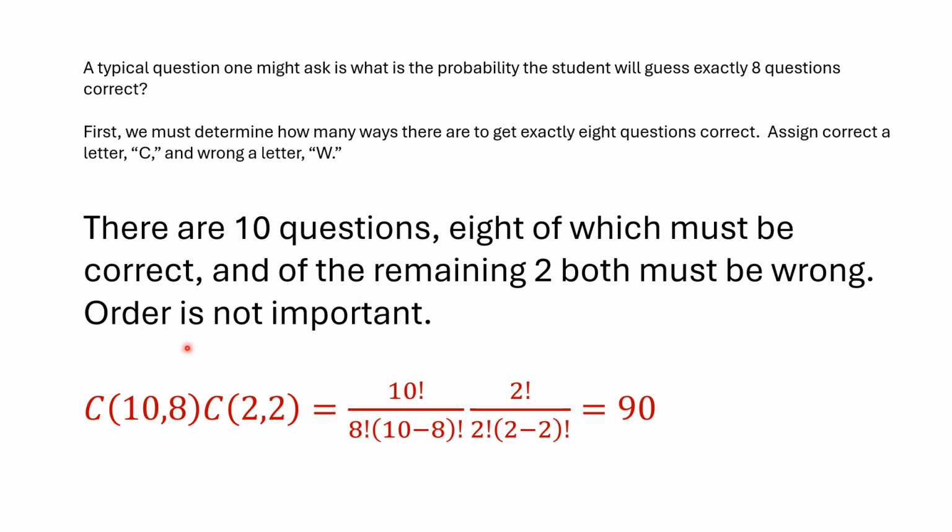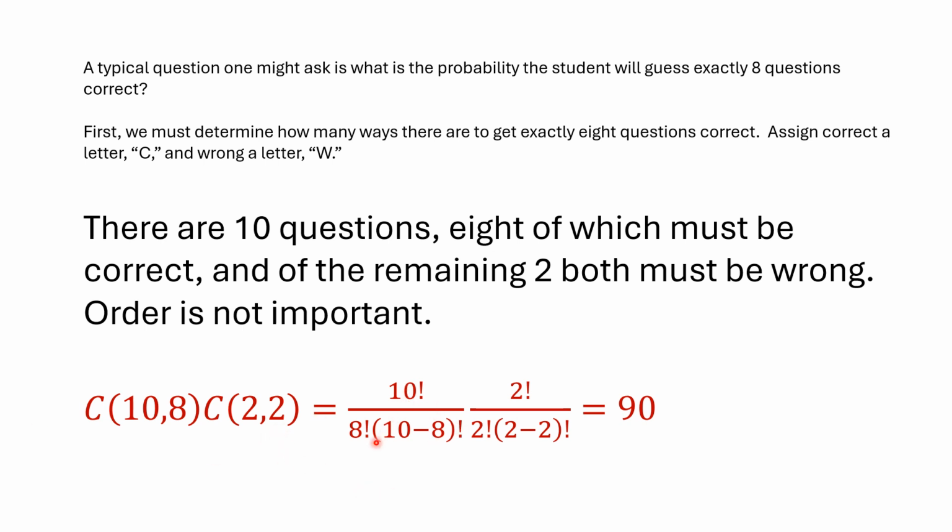There are 10 questions, 8 of which must be correct, and of the remaining 2, both must be wrong. Order is not important, so it doesn't make any difference which questions are correct. We only are interested in 8 of the 10. So there is a combination of 10 things, 8 at a time. We'll fill out the correct answers. And of the 2 remaining that are not correct, we must take 2 at a time, and that is also a combination, which really doesn't matter because this one will add up to 1.